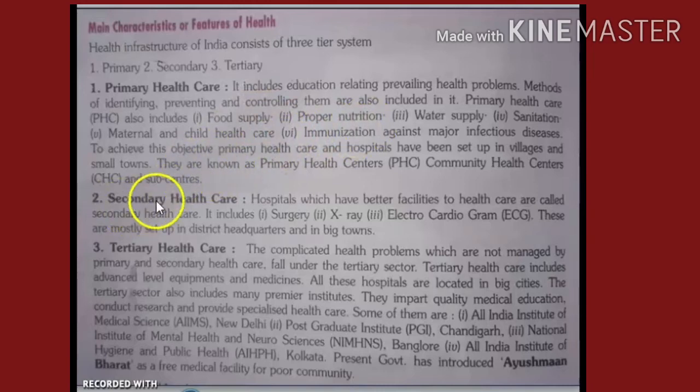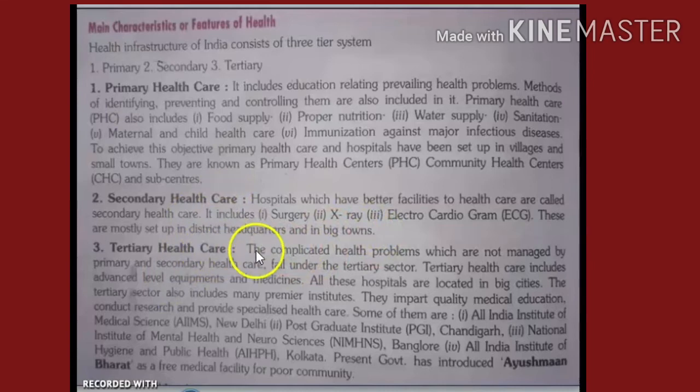Next is secondary health care. Hospitals which have better healthcare facilities are called secondary healthcare. It includes surgery, X-ray, electrocardiogram, ECG. These are mostly set up in district headquarters and in big towns. So this is secondary healthcare.